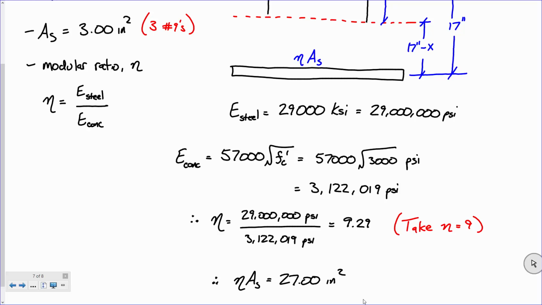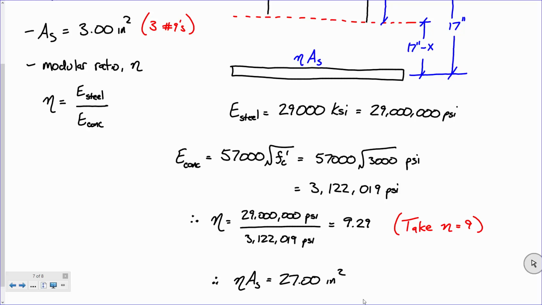So we'll take n to be 9. Remember, we're taking steel and transforming it into an effective lump of concrete. If we have 3 square inches of steel, that effectively means we have 27 square inches of concrete. So now this transformed section is all made of one material: a concrete chunk in compression up top, an effective lump of concrete at the bottom. That's the whole point. Everybody good?